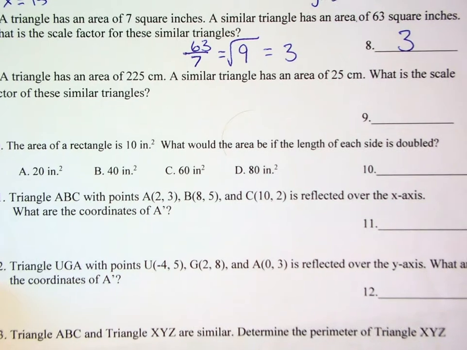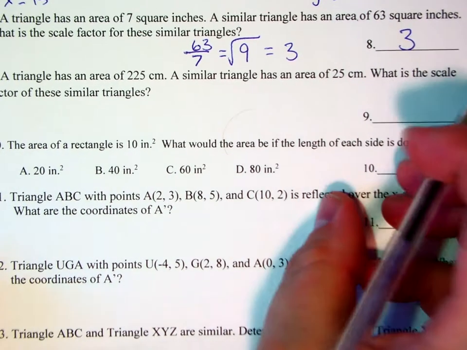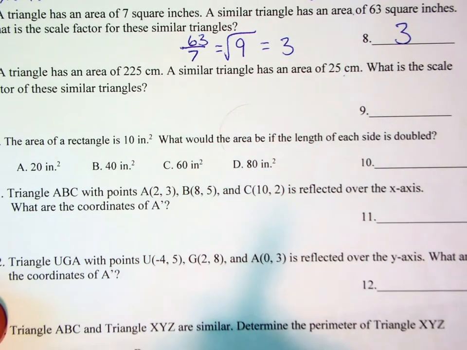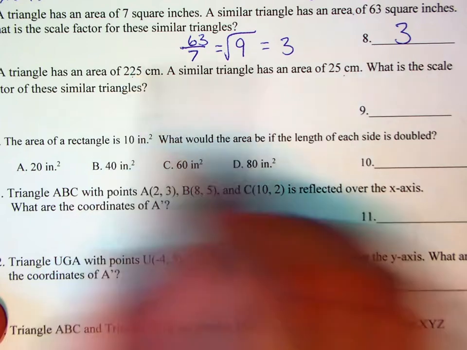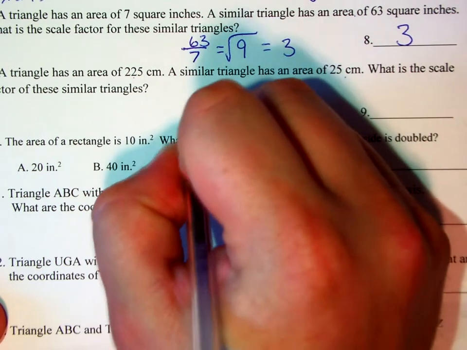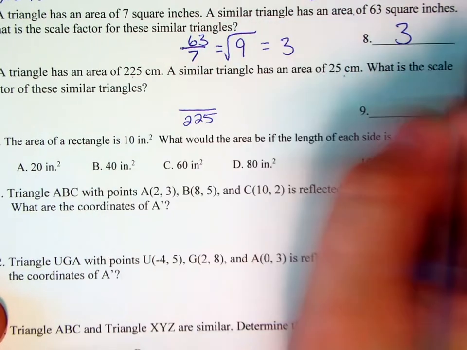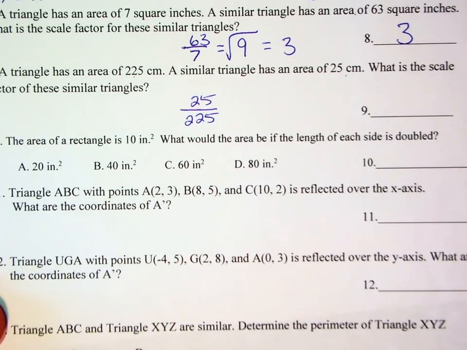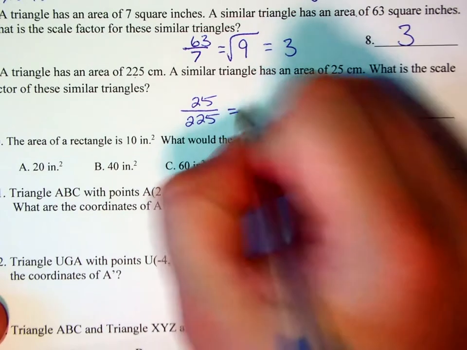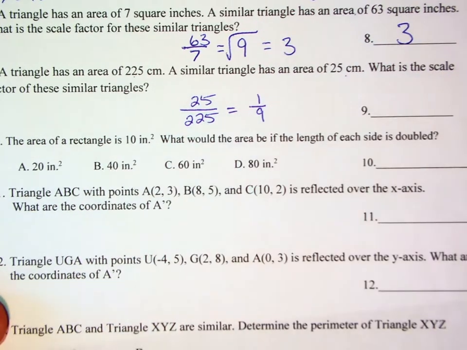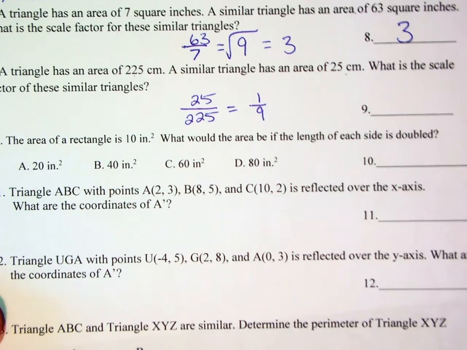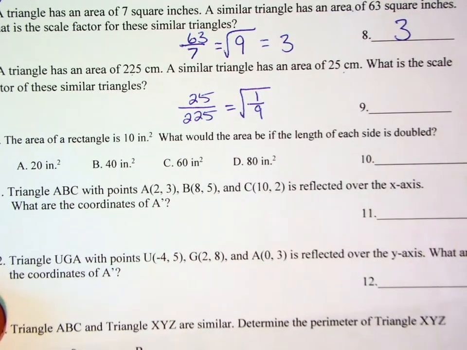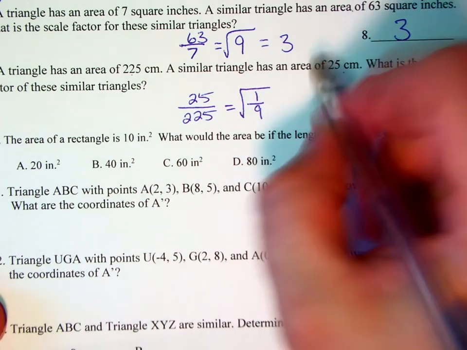Number 9, a triangle has an area of 225 centimeters. A similar triangle has an area of 25 centimeters. Now we see that our triangle is going from larger to smaller. So 225 underneath 25. Simplify our fraction, and we're going to end up with 1 over 9. And again, we're dealing with area, so we need to take the square root of our solution to find the given scale factor.